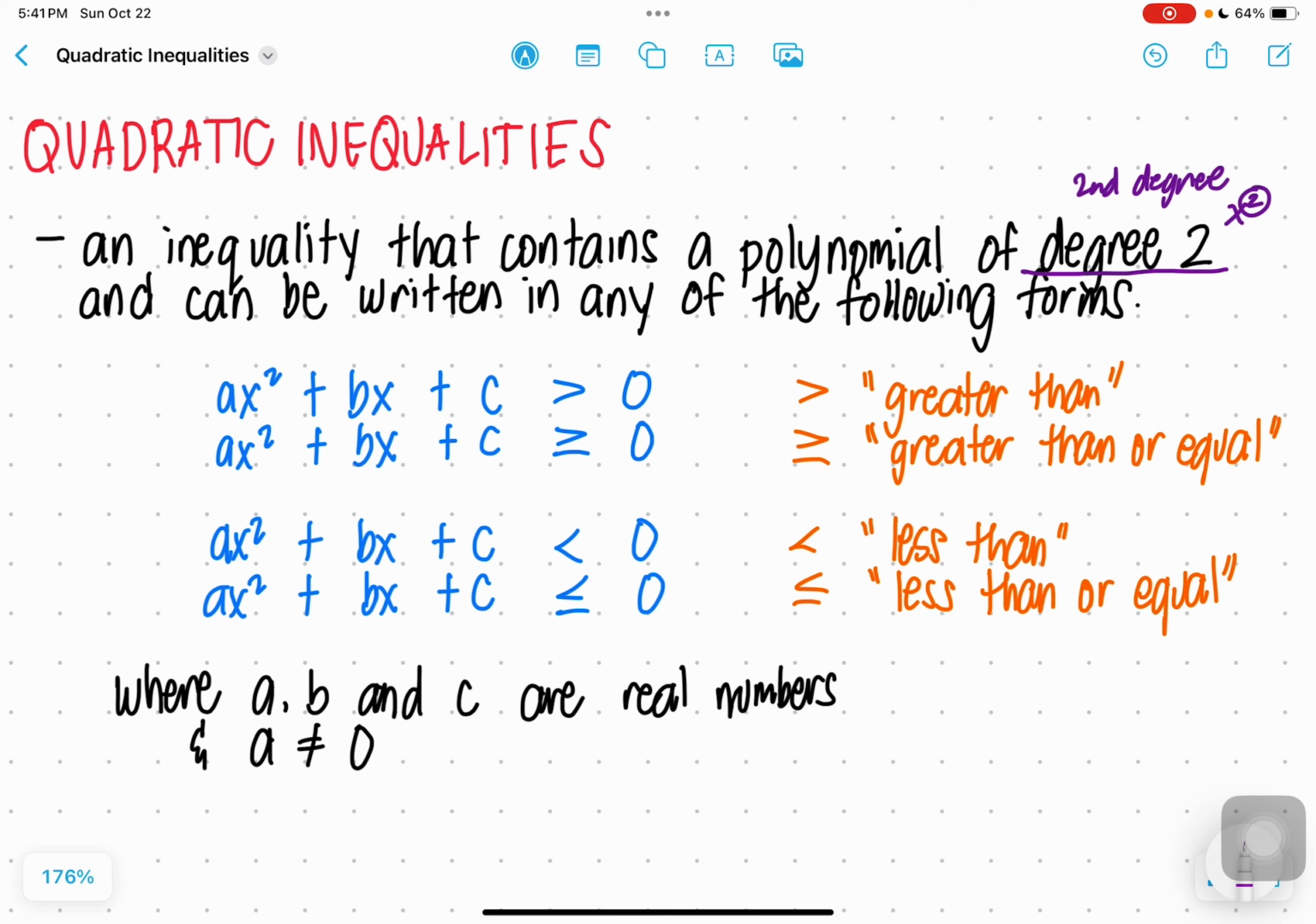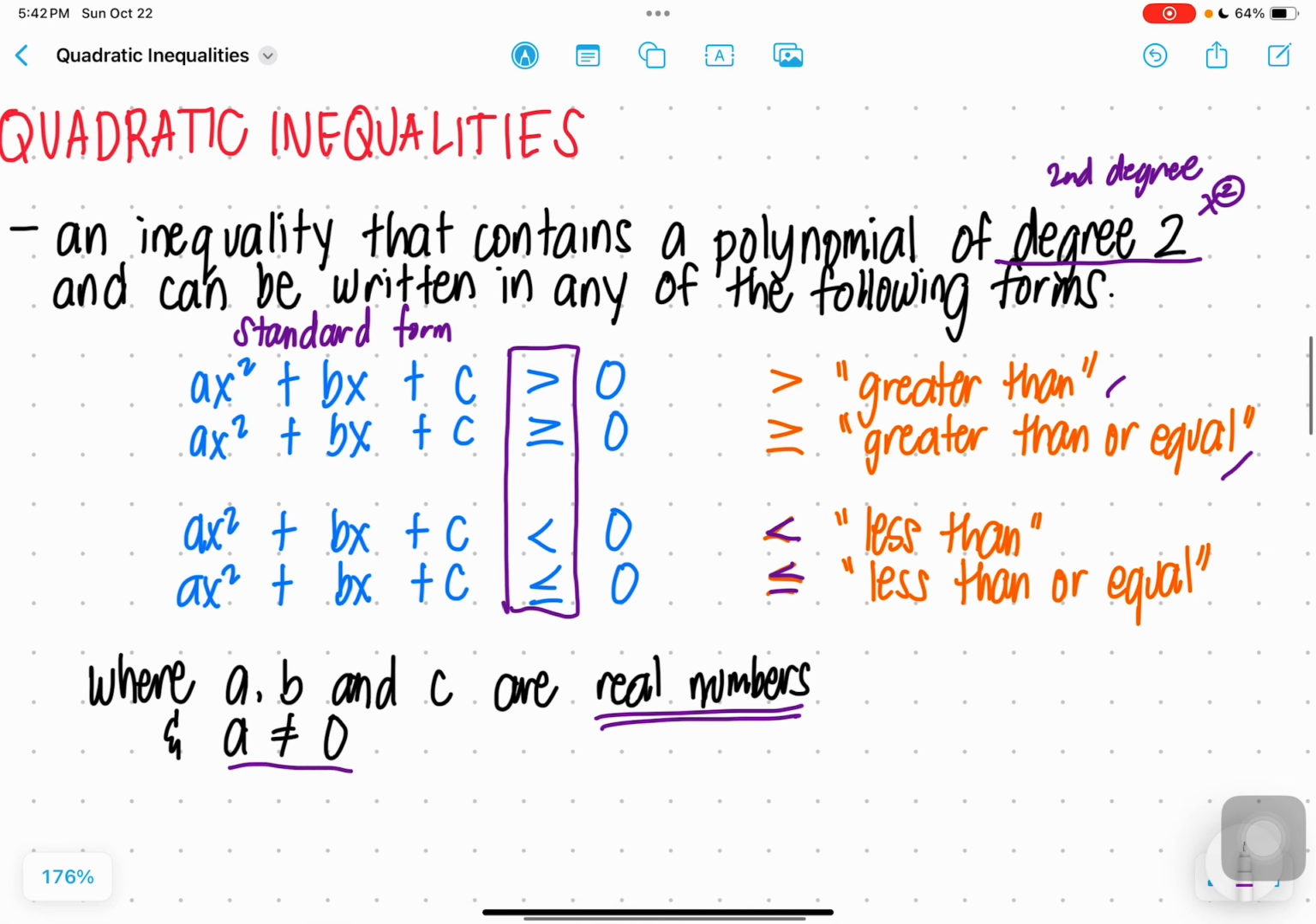So we have our standard form, diba? And our inequality symbol. So meron tayong mga ganyan. So we can have greater than or equal, or less than or equal to 0, where A, B, and C are all real numbers. So we can have positive or negative values. And A should not be equal to 0.